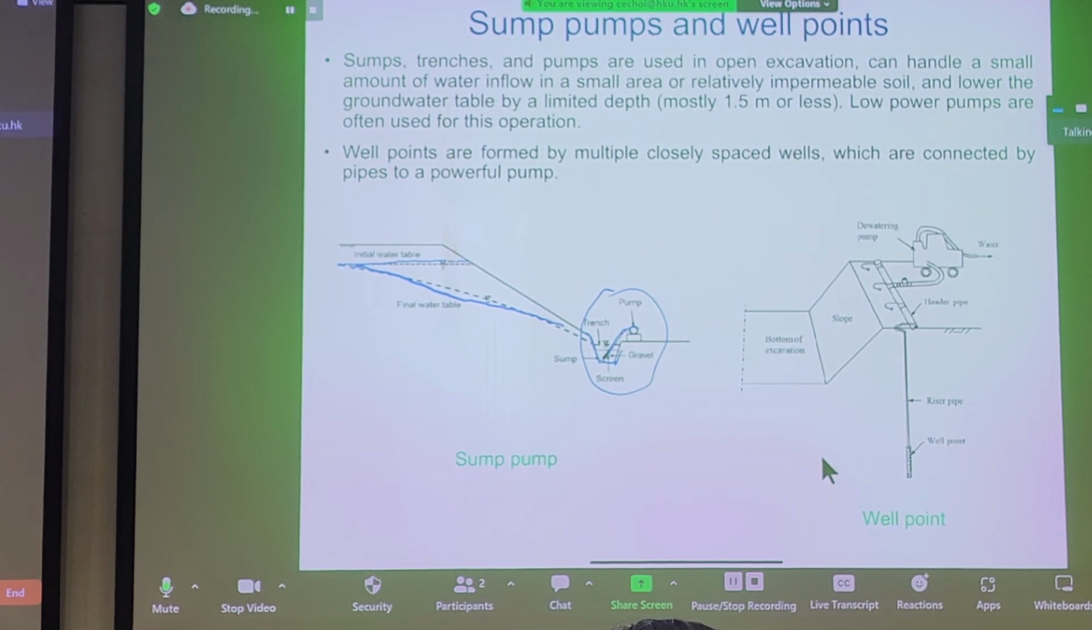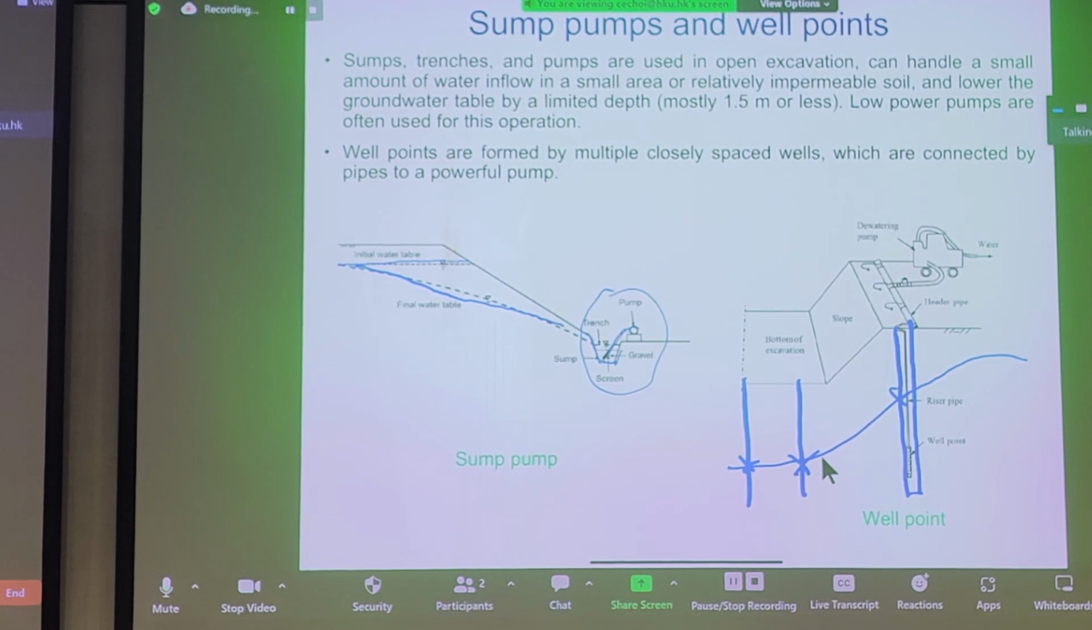If you want to be more complex, then you can drill a borehole and sink a dewatering well inside. The charm of a well point is that you can go much deeper in the ground, to much deeper elevations. So if you need to have a deep excavation and need to suppress the groundwater table, then you can sink in several well points to try to suppress the groundwater table. This is very commonly used in Hong Kong. Sump pumps and well points.